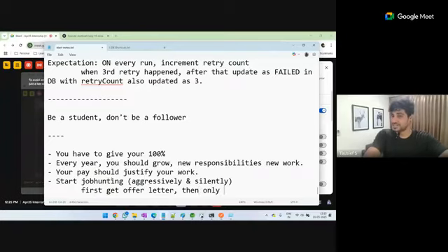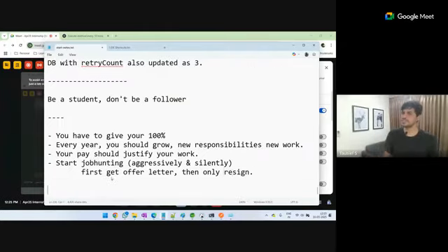It is simple, it is basic, it is obvious, but still some people make mistakes here. So I'm just trying to give you the right input. First get the offer letter from the next company, then only resign. Okay, now this is the basic model: how much to stay, for how long to stay, and how to make the switch.